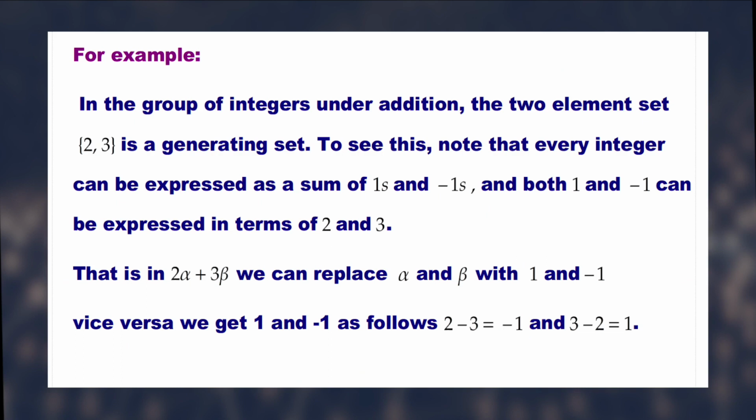To see this, note that every integer can be expressed as a sum of 1s and -1s, and both 1 and -1 can be expressed in terms of 2 and 3. That is, in 2α + 3β, we can replace α and β with 1 and -1. Vice versa, we get 1 and -1 like this: 2 - 3 = -1 and 3 - 2 = 1.